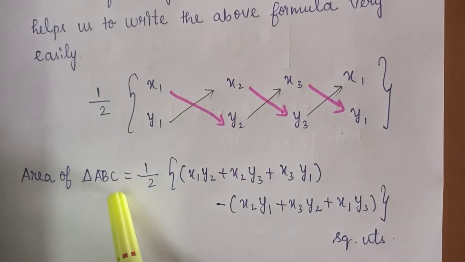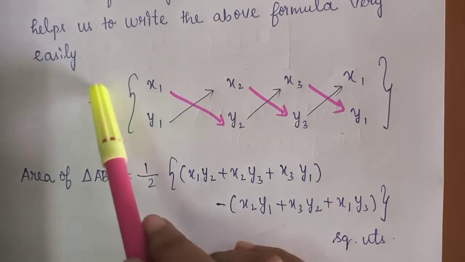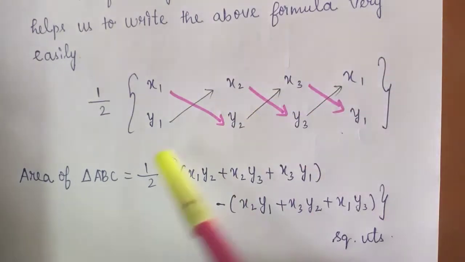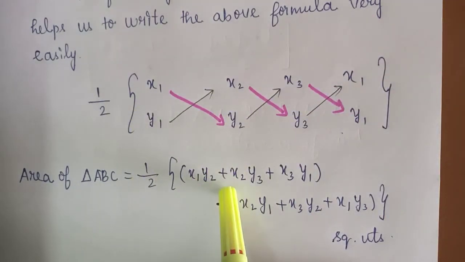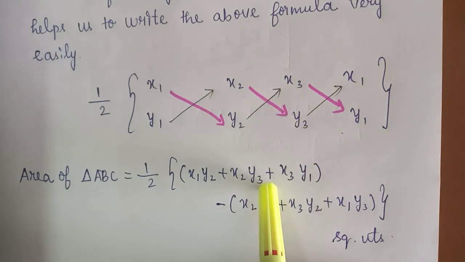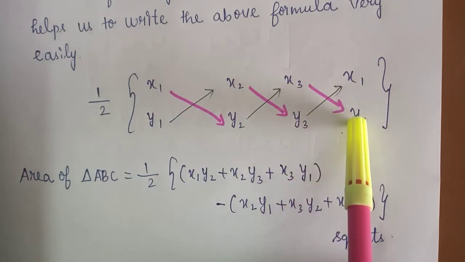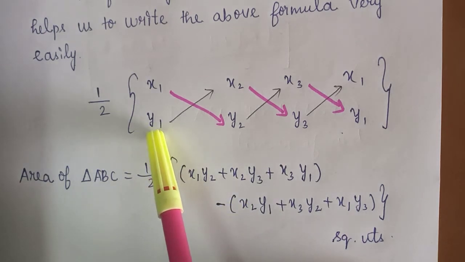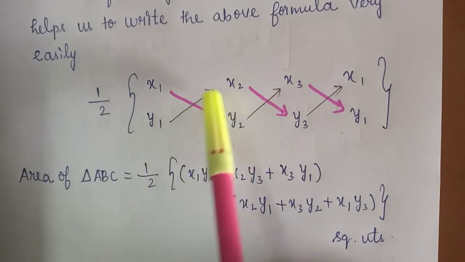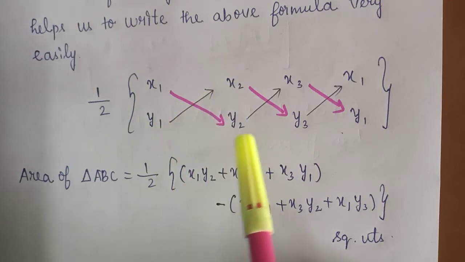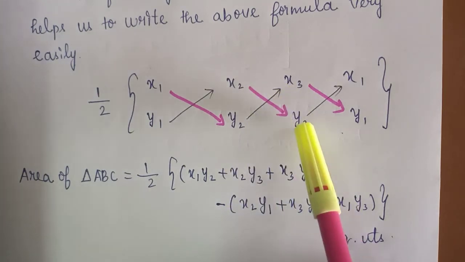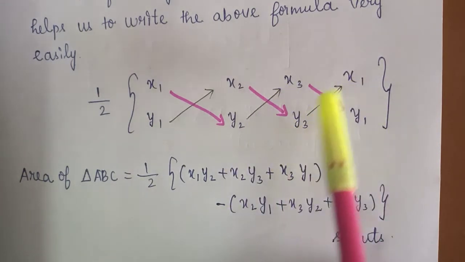So the area of triangle ABC is equal to 1 by 2. We just put 1 by 2 as it is. Then the first step is you have to multiply these two, so x1 y2 plus x2 y3 plus x3 y1. The next step is you have to put minus into x2 y1 or y1 x2, both are the same only. So x2 y1, next x3 y2 or y2 x3, plus y3 x1 or x1 y3.